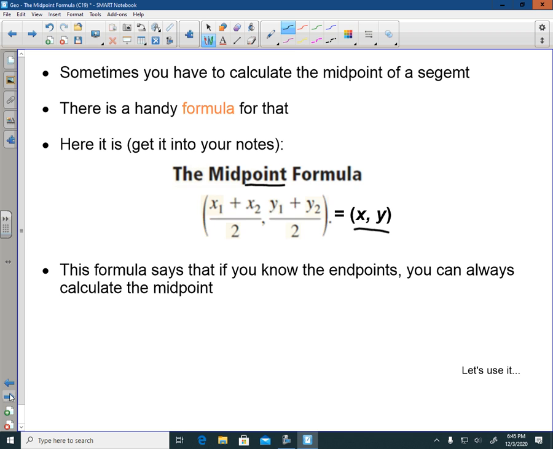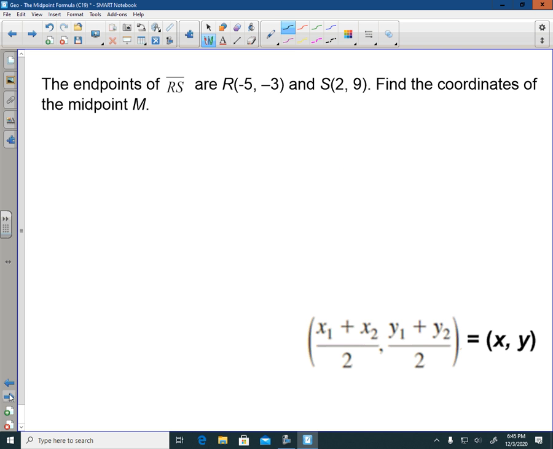All right, here we go. So here's what a typical midpoint calculation problem will look like. You're going to be told what the endpoints are, and this says the endpoints of RS are R at (-5, -3), and S at (2, 9), and we need to find the coordinates of the midpoint. So we know the endpoints, and we need the midpoint. So we have to calculate it. So notice this formula has a lot of letters in it, and it's got all these little numbers and stuff, but let's break this down. It's not as hard as it looks.